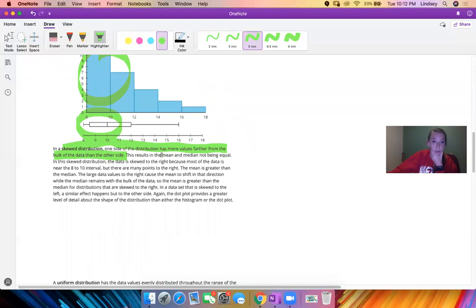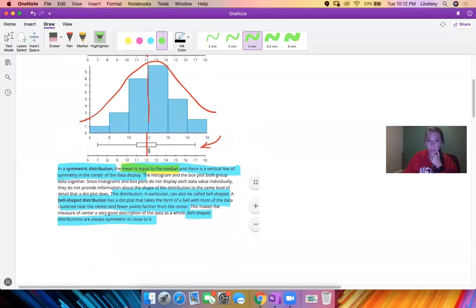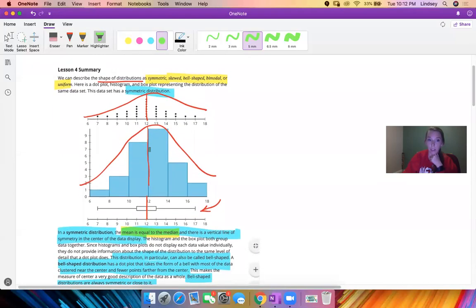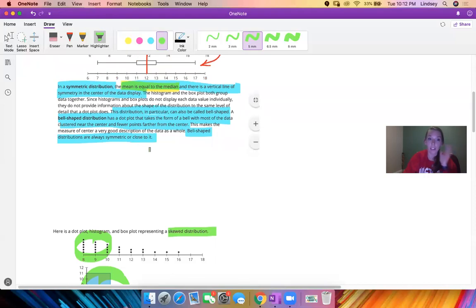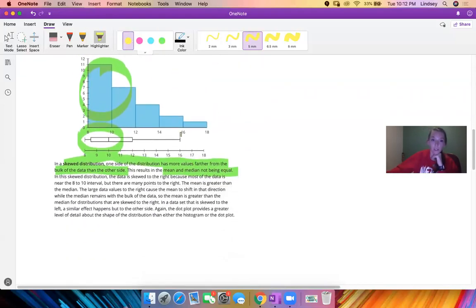This results in the mean and the median not being equal. So we talked about up here, the mean is equal to the median in a symmetric and a bell shape, but in a skewed distribution, they are not equal.